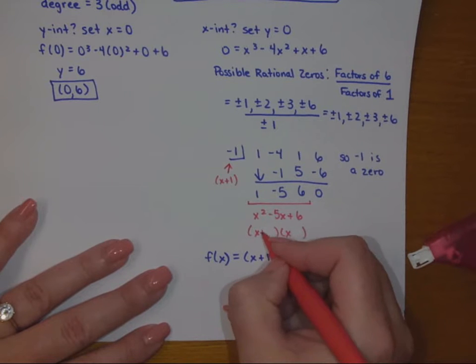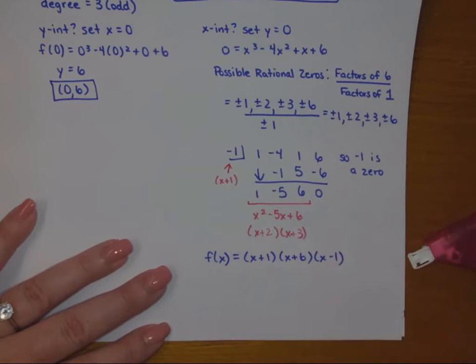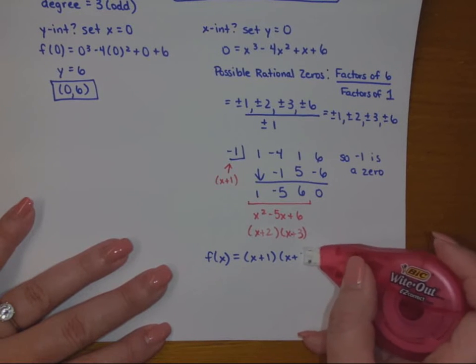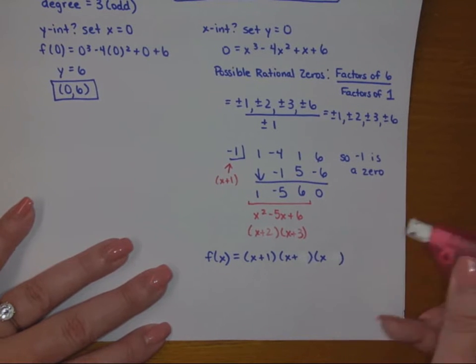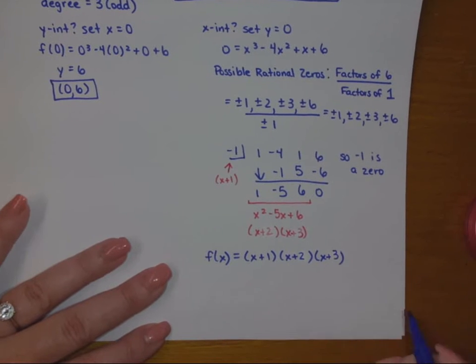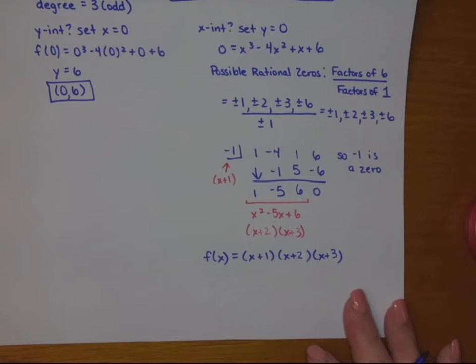So I was just being hasty about it, honestly. So this would be x plus 2, and this will be x minus 3. So don't make a goofy mistake like that. Make sure it actually factors right.